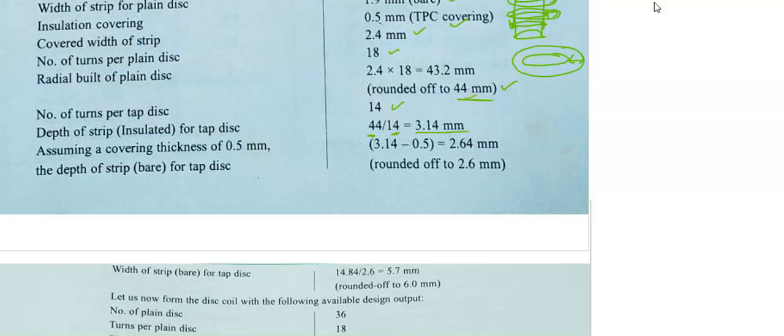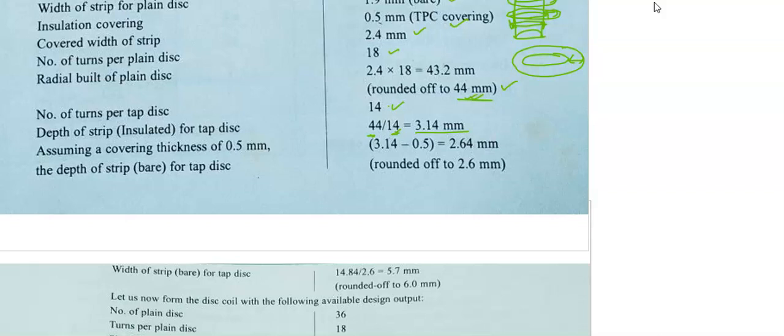Radial build upon this number of tap discs. If you calculate, you get 3.14 mm. Okay. Now that's why we are calculating this radial build upon this number of turns. If you calculate 3.14, this is the depth of the tap disc, the thickness. Okay.